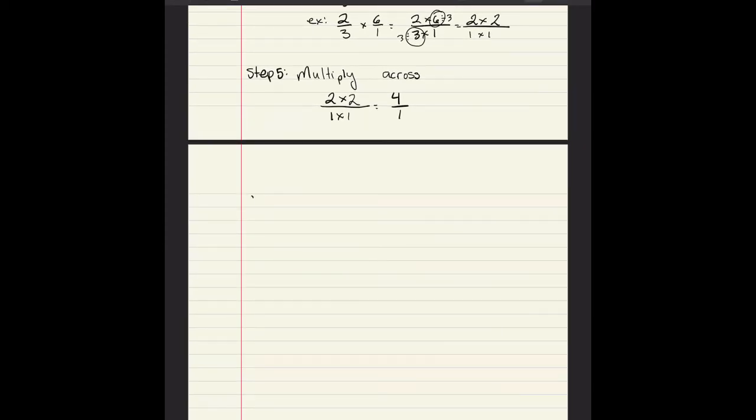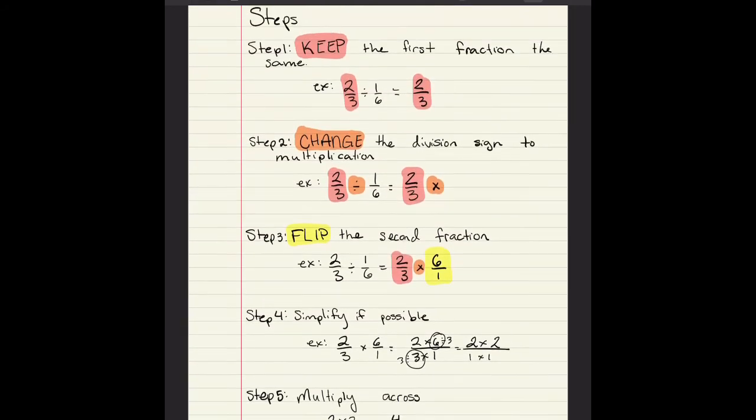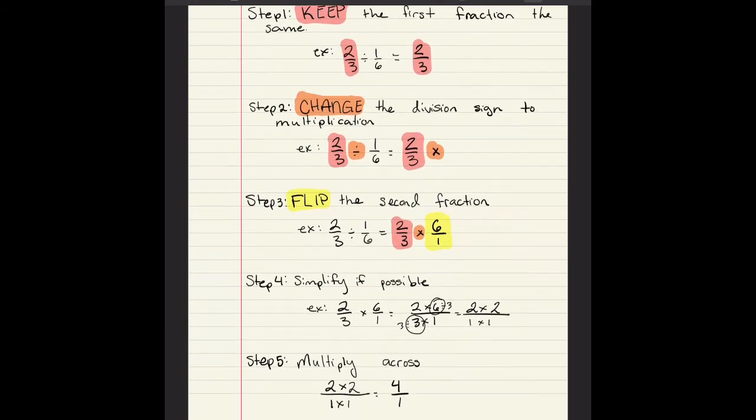And then finally I have step 6, which is to just simplify if necessary. So it might not be necessary to simplify from where you are, but sometimes it will be necessary. So here we have 4/1, and all numbers have a 1 underneath, so it equals 4. And that's it for steps. So let's move on to examples.